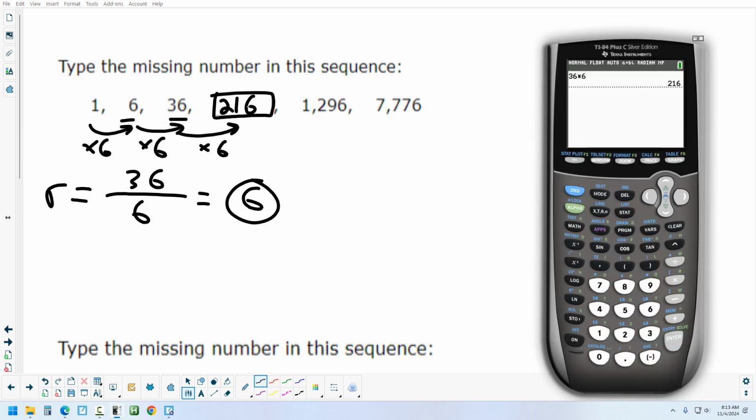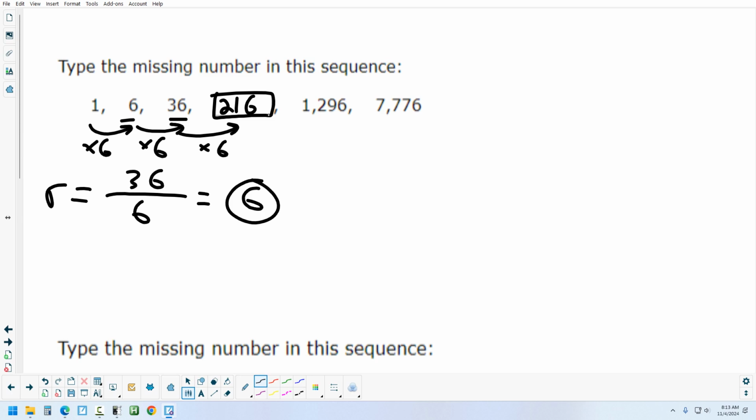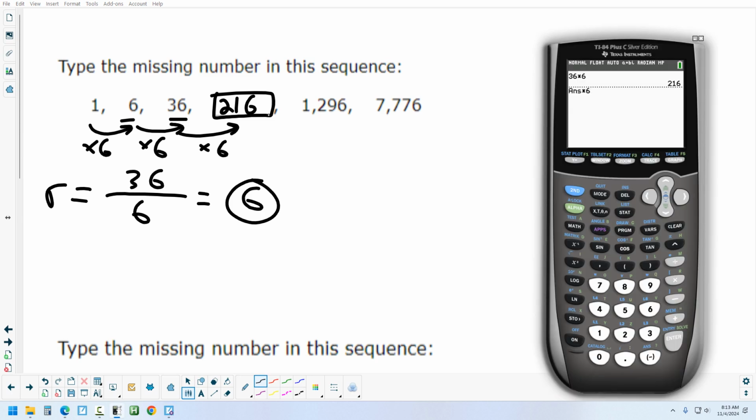Now I can check it, because if I multiply that by 6, based on the pattern of numbers, what should I get? 1,296. Right, if I do times 6 again, I should get 1,296. If I don't, then that means this number is wrong. Okay. So let's see, times 6, perfect. So 216 is the right answer.